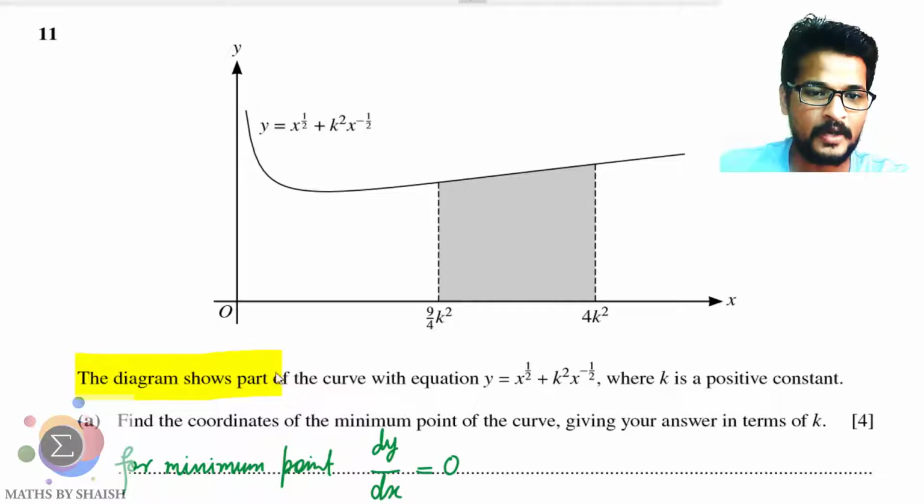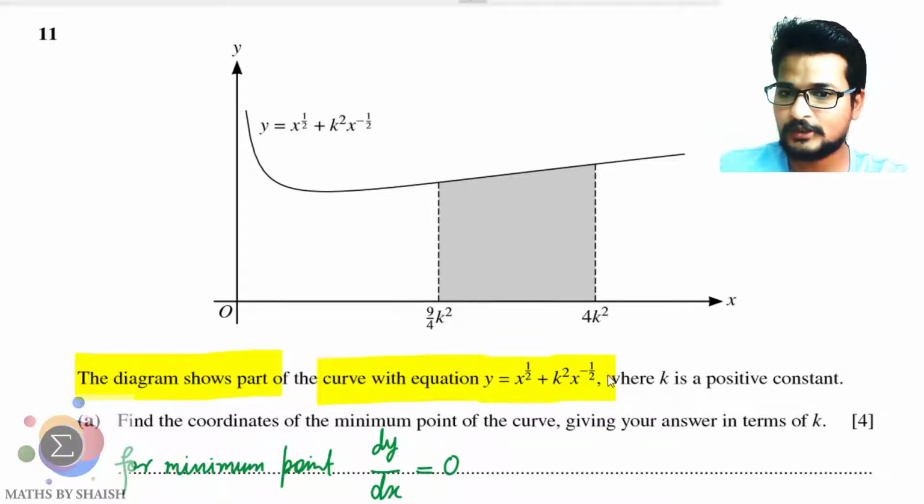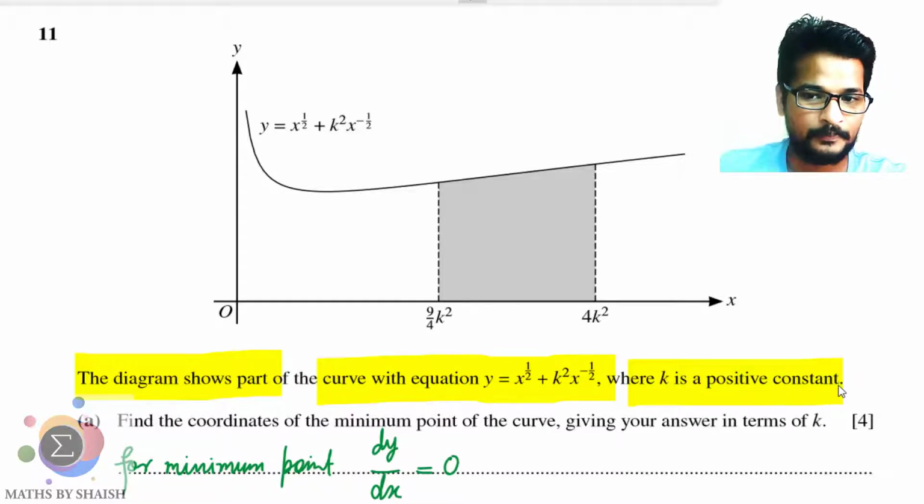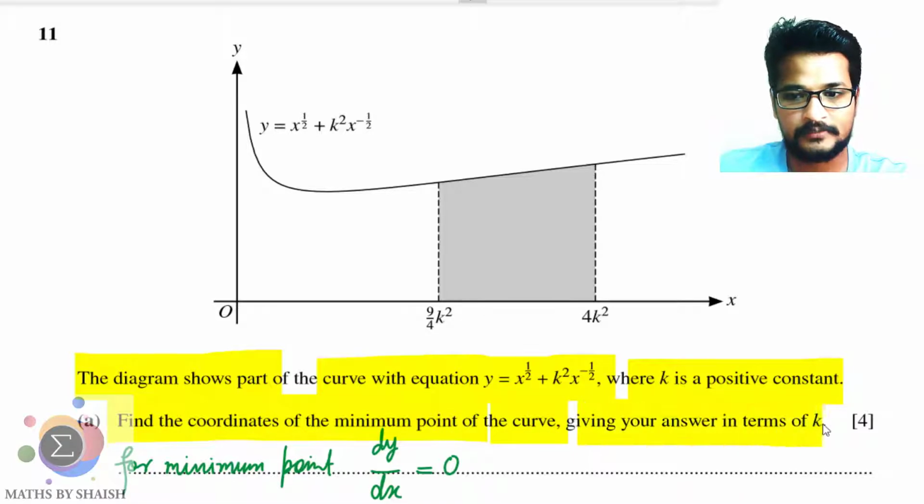Here's the last question of this paper. The diagram shows part of the curve with equation y equals x to the power half plus k squared x to the power negative half, where k is a positive constant. Find the coordinates of the minimum point of the curve, giving your answer in terms of k.